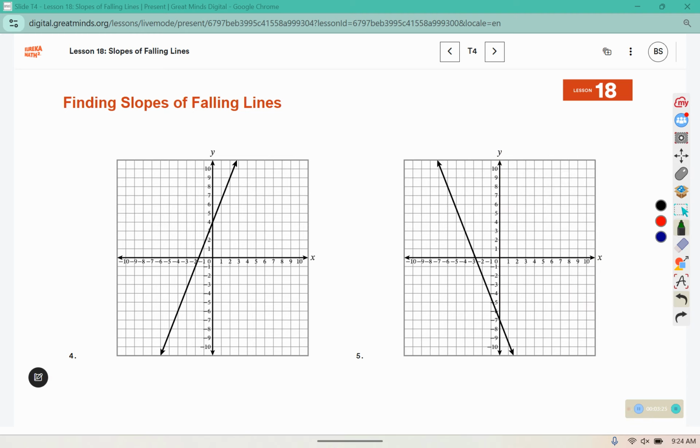This one is moving up, so it has a positive slope. There's a point there and a point here. It goes up 5 and over 2. This one is falling as we go from left to right. It went down 5 and over 2. We always move from left to right, so the point on the left to the point on the right. Down 5 over 2.